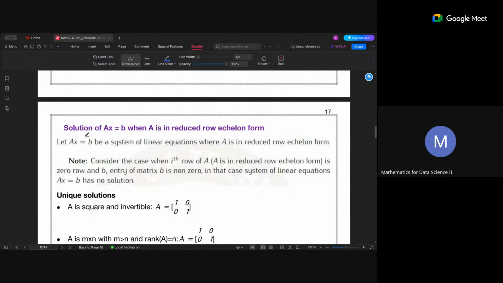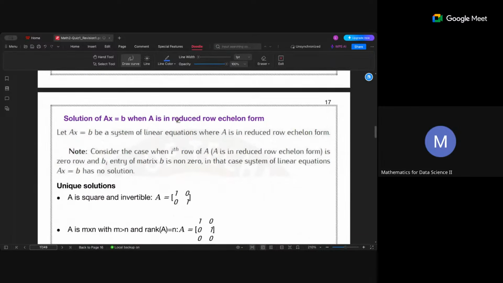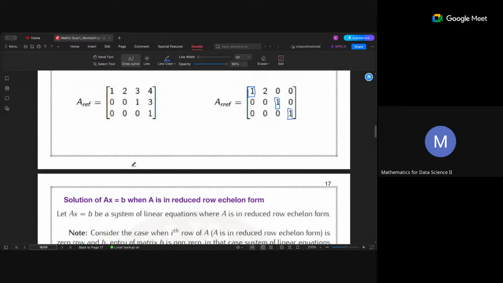Okay. So now we know what is REF and RREF. Now, how are we going to use REF or RREF to find the solution? Let AX equal to B be a system of linear equations where A is in the reduced row echelon form. Note that A is already in the reduced row echelon form. Consider the case when the ith row of A is 0 and the ith entry of the matrix B is non-zero. In that case, the system of linear equations has no solution. What does that mean?